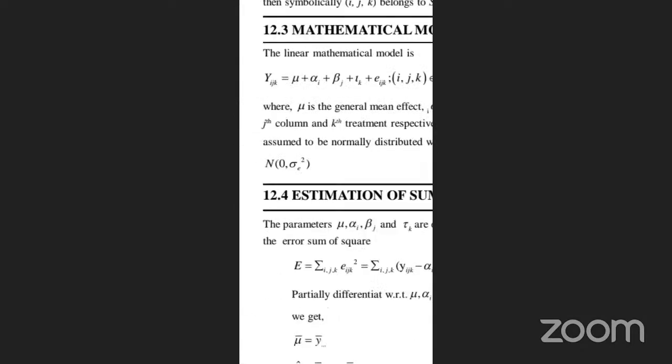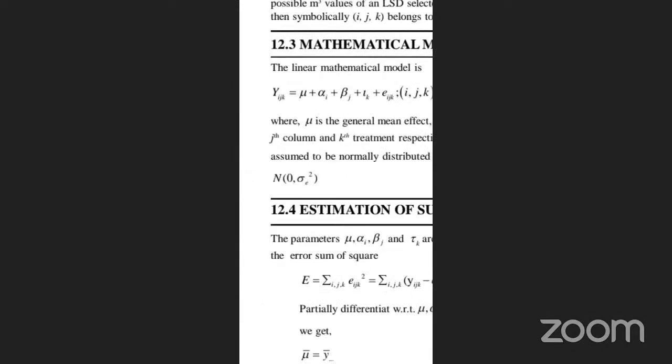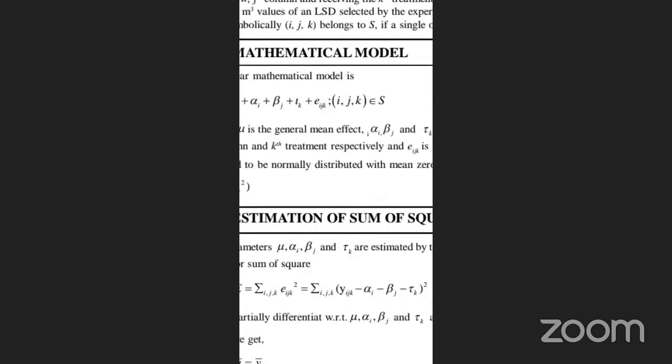So therefore, assumed to be normally distributed with mean 0 and variance sigma square, e_ijk follows here. That is IID, we are taking here N(0, sigma_e square). Then estimation of sum of squares we are taking here.